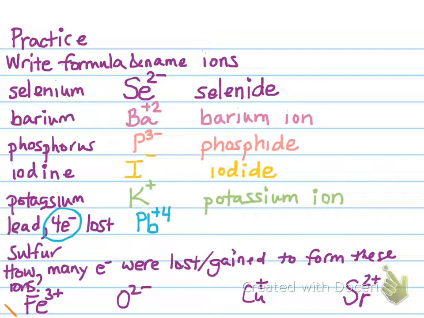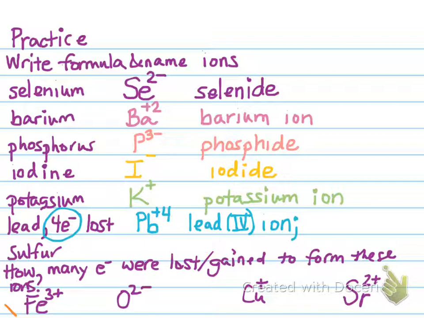So that's my symbol. But because it's on my helper sheet, and it has more than 1 possible charge, that means I have to name this twice. Once using the stock system, once using the classical system. So to do the stock system first, remember that's where I'm going to use the element name, a Roman numeral equal to the charge, and the word ion. So this is lead, my Roman numeral is IV, ion. So that's one of my names.